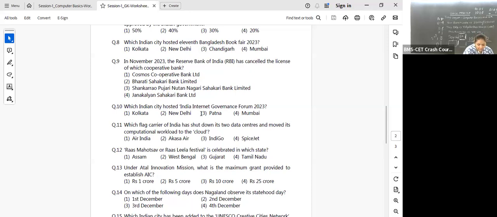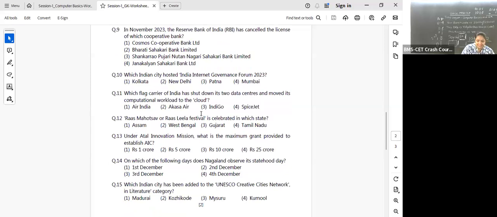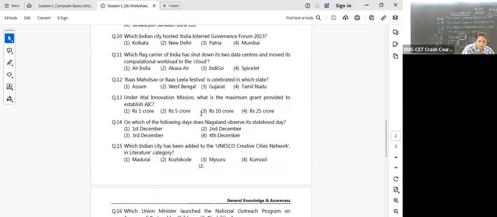Right. Under Atal Innovation Mission, what is the maximum grant provided to establish AIC? That's up to 10 crores. Okay. On which of the following days does Nagaland observe its statehood? Yes, it's 1st of December. Statehood means they were officially declared as a state on that particular day.